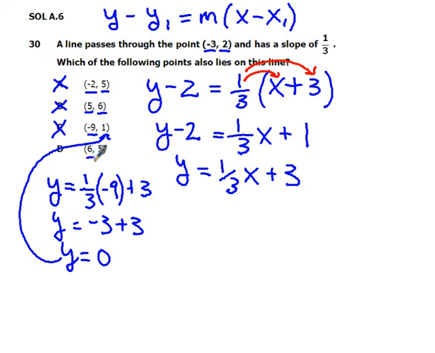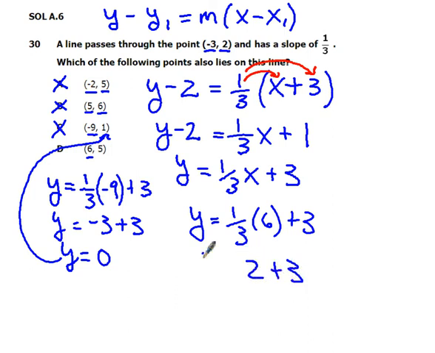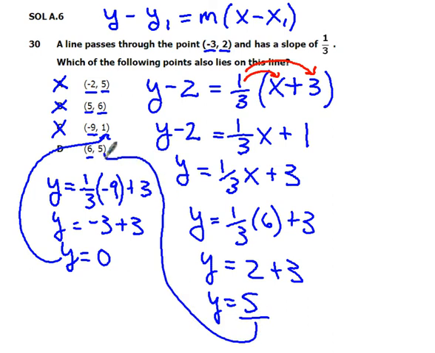So let's try it with our next value. Plug 6 in for x. So we would have y equals 1/3 times 6 plus 3. 6 divided by 3 gives us 2 plus 3. So we have y equals 2 plus 3. And when we simplify that, we get y equals 5. Well, check this value. Is that what our y equals? It does. So D would be the correct answer to this problem.